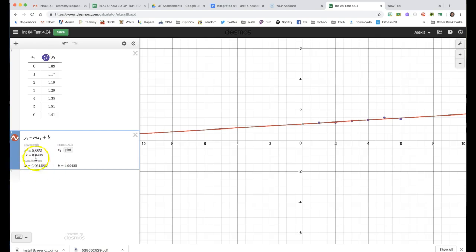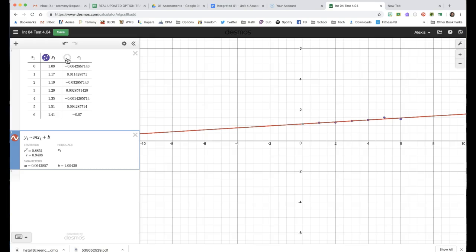And it looks like it's a pretty good fit. Our R squared is 0.88, our R is 0.94. So that's telling me that it is a pretty good line of best fit. You could also see that it's going through the data points fairly closely. Our residuals are all pretty close to the x-axis.